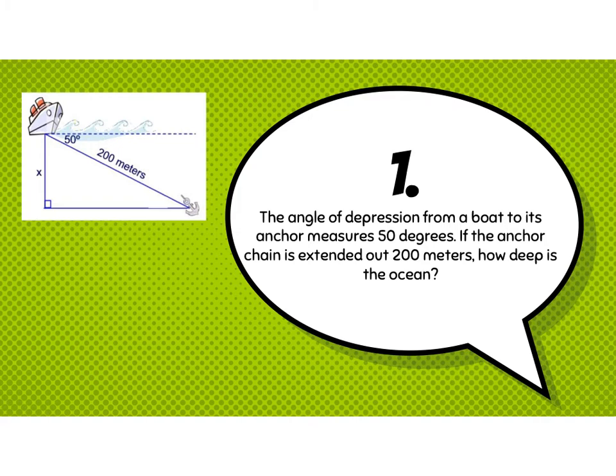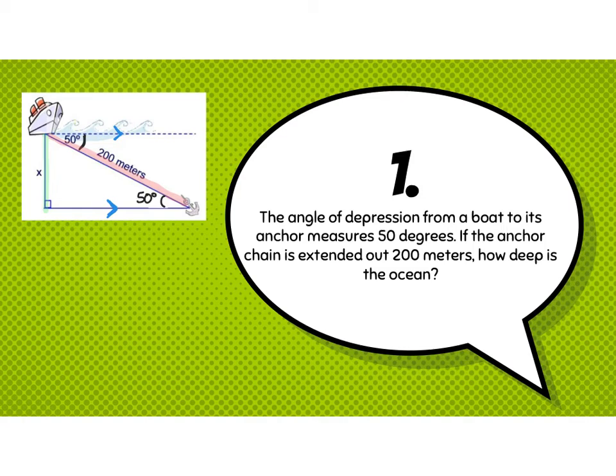The angle of depression from a boat to its anchor measures 50 degrees. We're given that here. If the anchor chain is extended about 200 meters, how deep is the ocean? So they've labeled this 200 meters. What we are trying to find now is X. How deep is it? For now, we are going to imagine that the ocean is perfectly flat and the bottom of the ocean is also perfectly flat, creating those two parallel lines. So we have alternate interior angles. We will know that this angle here will also be 50 degrees.